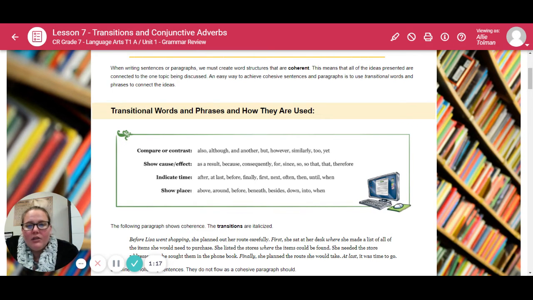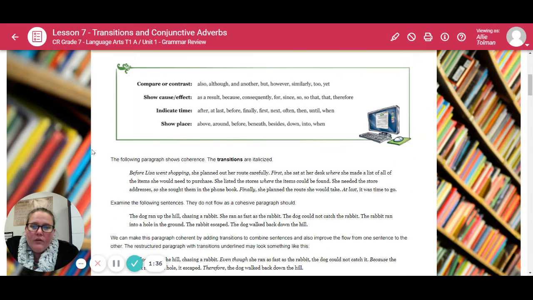So you can compare and contrast using words such as also, although, and another, but, however, similarly, to, and yet. You can use words to show cause and effect, such as as a result, because, consequently, for, since, so that, and therefore. You can use them to indicate time, such as after, at last, before, finally, first, next, often, then, until, and when. They can also show place, such as above, around, before, beneath, besides, down, into, and when.